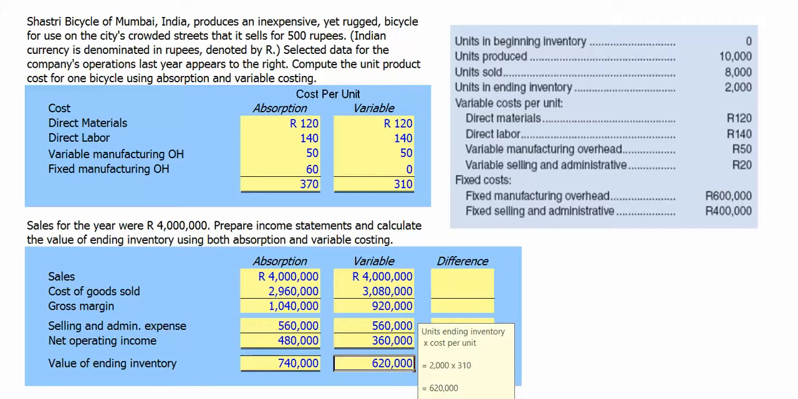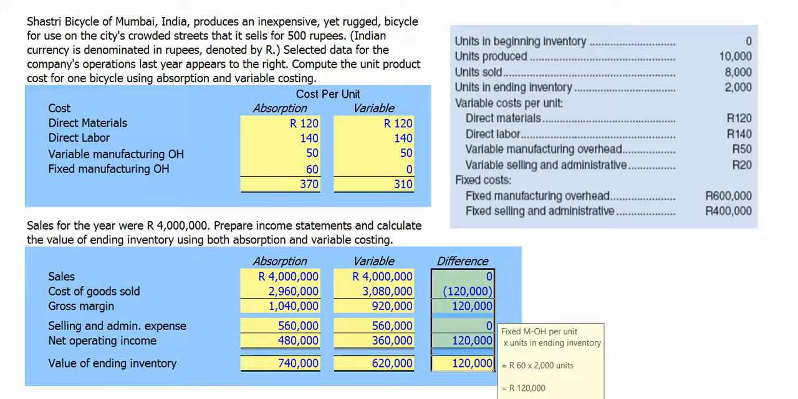Notice the differences then. We have a 120,000 rupee difference in cost of goods sold and a 120,000 rupee difference in net operating income and ending inventory. The 120,000 rupees is the 60 rupees per unit in fixed manufacturing overhead cost times the 2,000 units that we put in ending inventory.